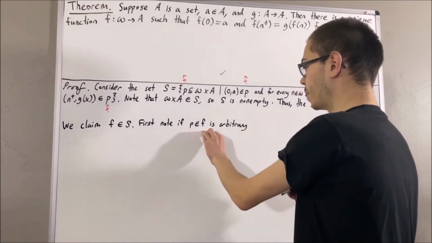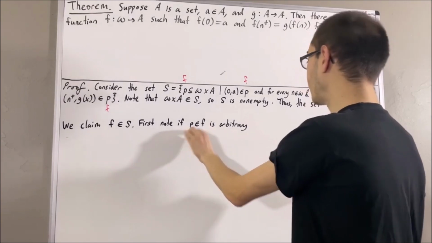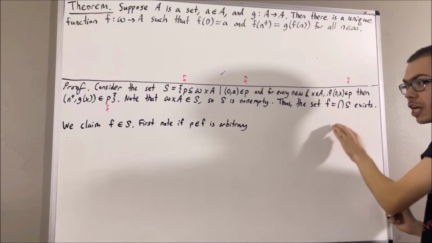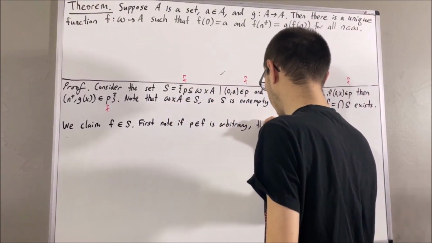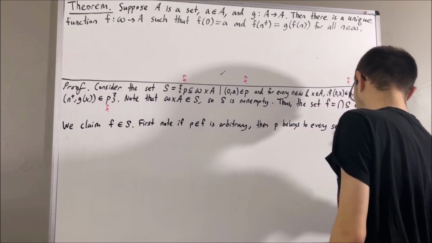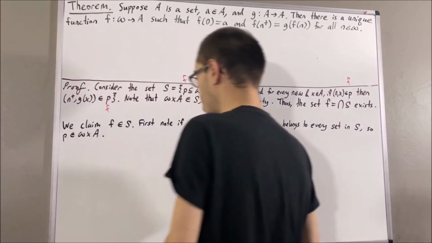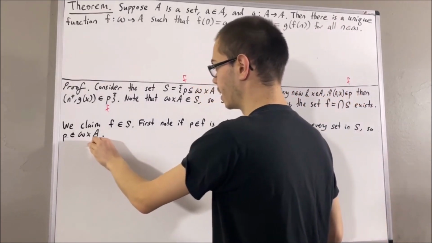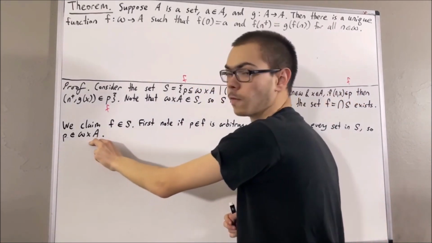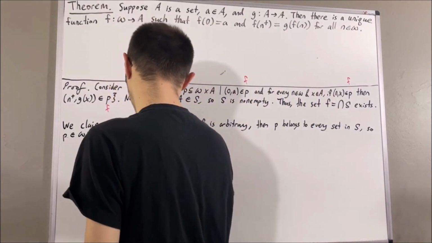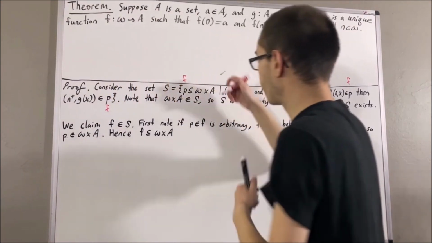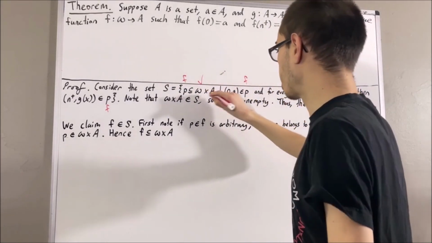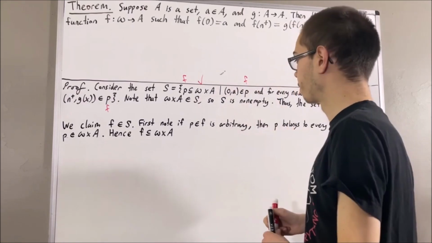Well, if P is an element of F, this means P is an element of every set in S. So in particular, P must be an element of omega times A. So this shows if P is any element of F, then P is an element of omega times A, and therefore F is a subset of omega times A. So F satisfies the first condition to be an element of S. Now let's show 0, A is an element of F.